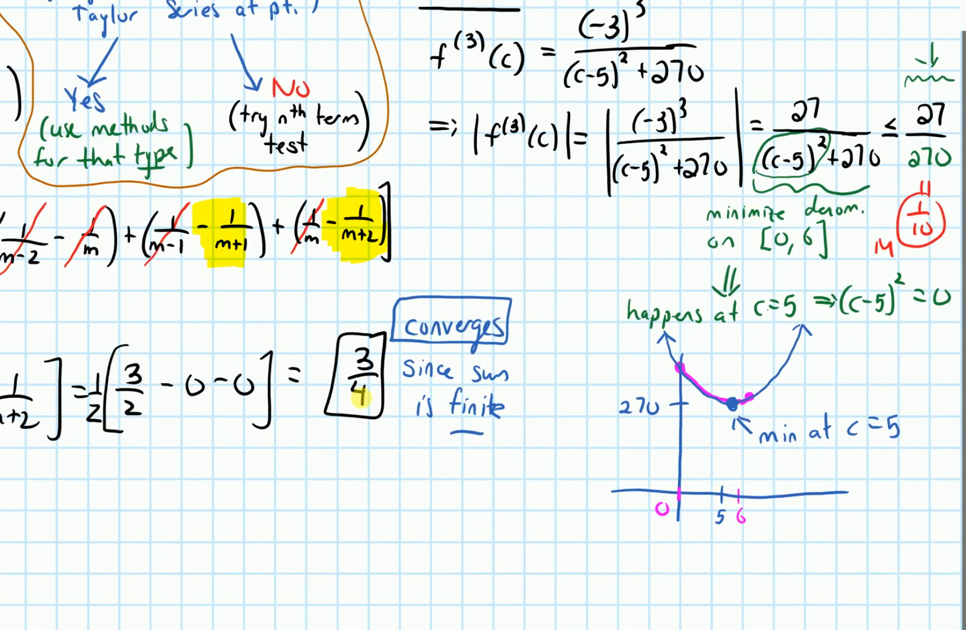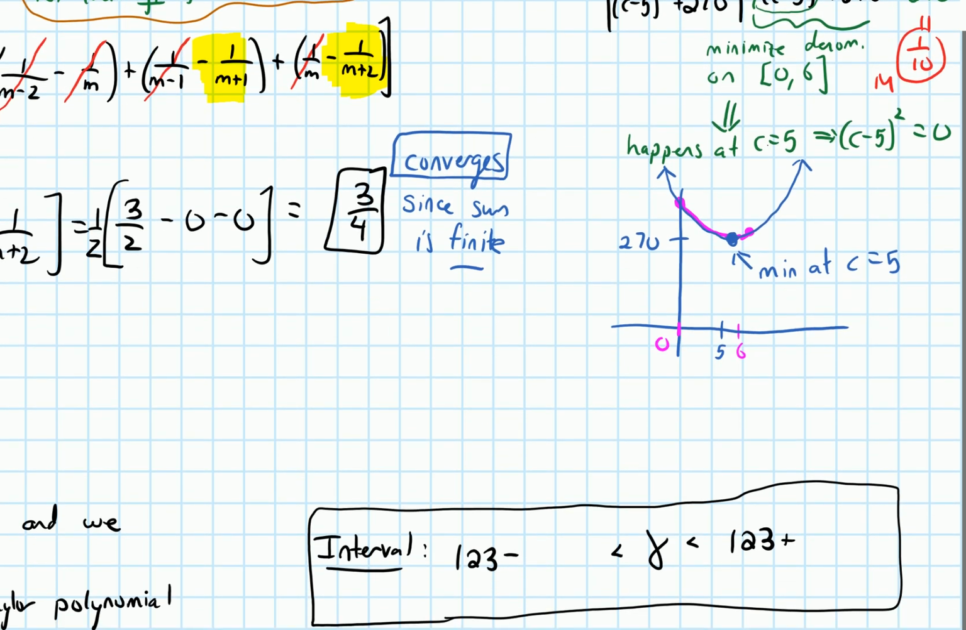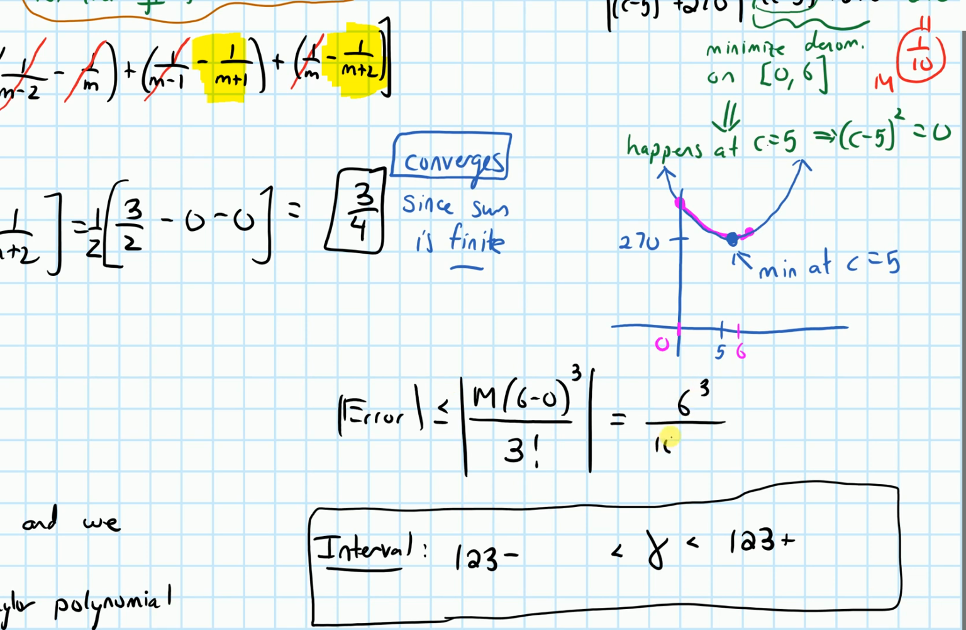Alrighty, so now let's take that and plug it into our formula for the error. The error in absolute value is less than or equal to m times x minus a, so 6 minus 0, to the n plus 1, which is 3, divided by n plus 1 factorial, 3 factorial. Now plugging in m, which is 1/10, we end up with 6 cubed on top. On the bottom, the 10 comes from this 1/10, and then times 3 factorial. I don't need an absolute value around this because it is already positive. And that's our error right there.